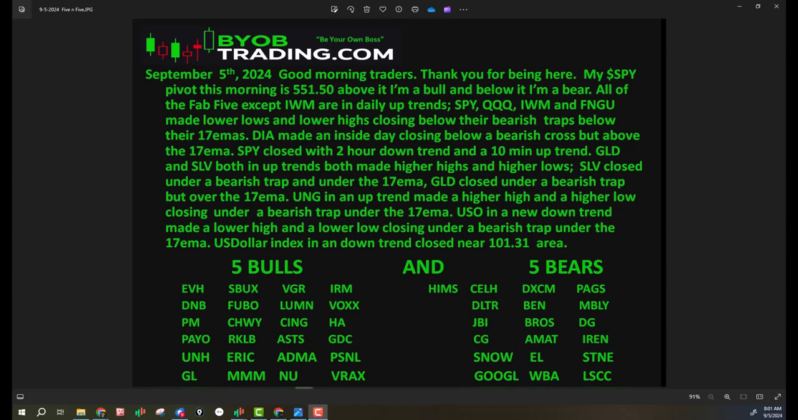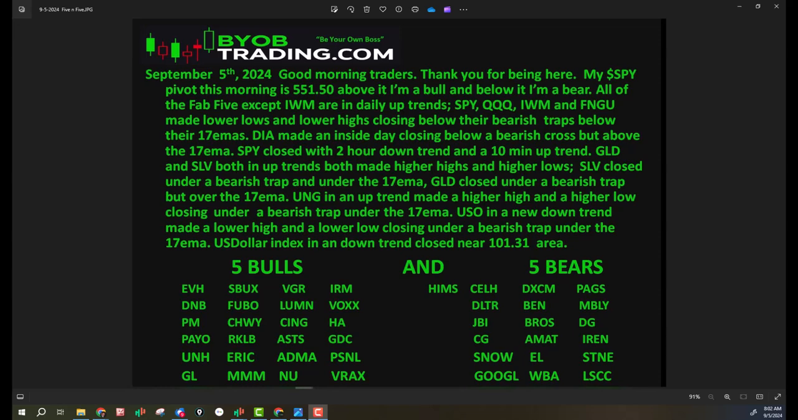Thank you. My SPY pivot this morning is 551.50. Above it, I'm a bull. Below it, I'm a bear. All of the Fab 5, except for IWM, are technically in daily uptrends. IWM is bullish, even though it's still classified in a downtrend. SPY, QQQ, IWM, and FNGU all made lower lows and lower highs, closing below bearish traps below their 17 EMAs. Diamond Dow made an inside day. That would be a higher low and a lower high, closing below the bearish cross but above the 17 EMA.